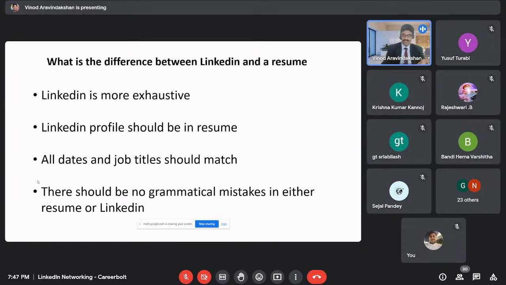Talk to your friends, give your resume to be edited and proofread. Likewise, show your LinkedIn profile to your friends, use Microsoft Word, and do the spell check. Make sure there are no grammatical mistakes. It's a surefire way for you to get kicked out of the job search process.